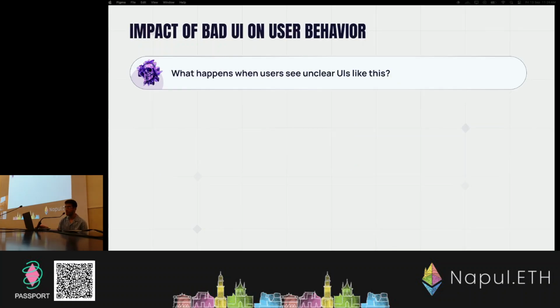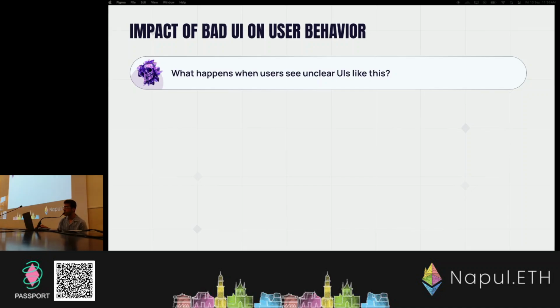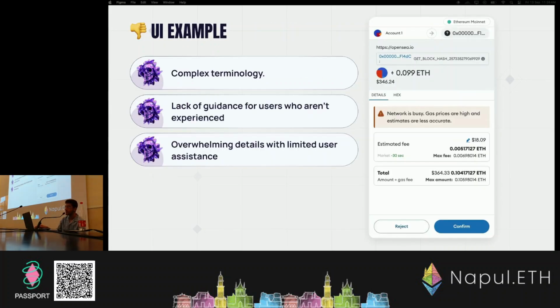Let's take a look at a good example of the same transaction flow. I love the Rainbow app. I don't know if you've seen it around. Let's contrast this with the same process in Rainbow Wallet. Notice how clean and simple the interface is as compared to this. So take a good look at what you will do there.